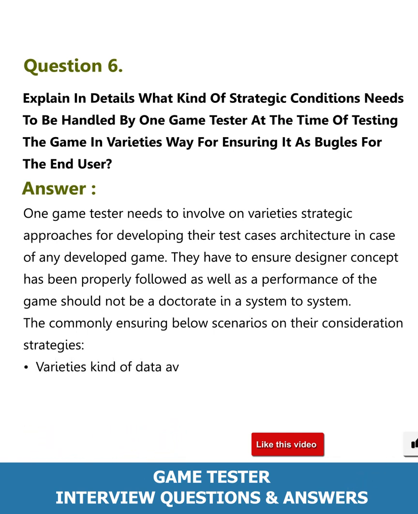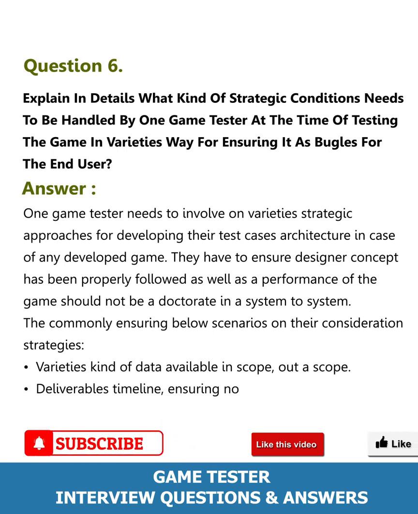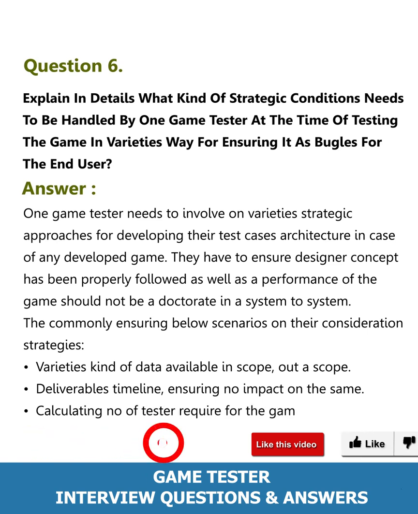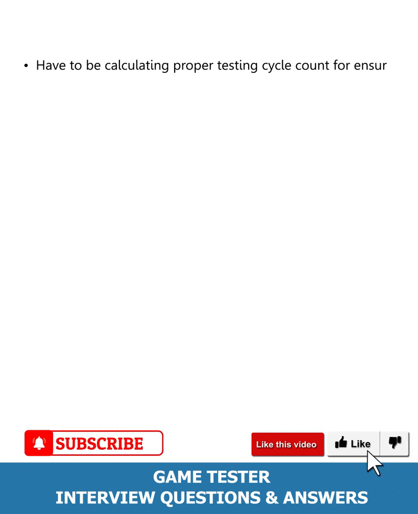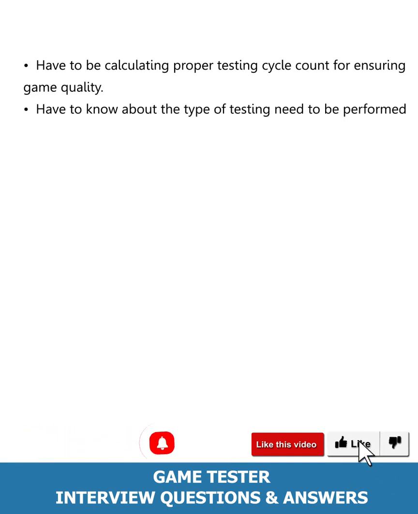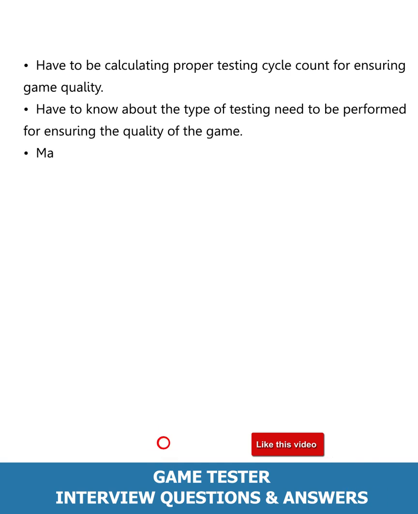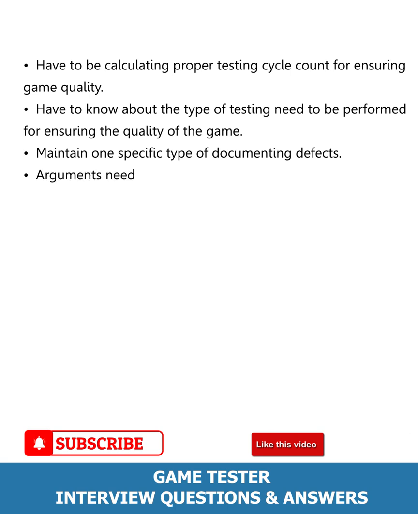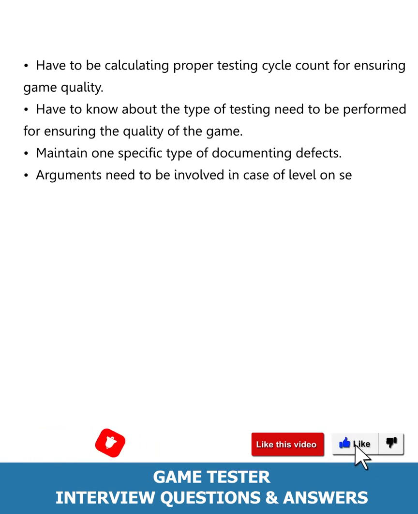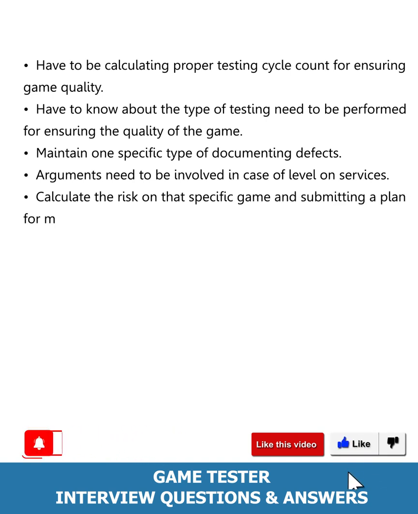Varieties of data available, in scope, out of scope, deliverables timeline. Ensuring no impact on the same. Calculating the number of testers required for the game structure. Calculating the proper testing cycle count to ensure game quality. Knowing the type of testing that needs to be performed to ensure the quality of the game. Maintaining one specific type of defect documentation. Arguments need to be involved in case of service level agreements. Calculating the risk on that specific game and submitting a plan for mitigation.